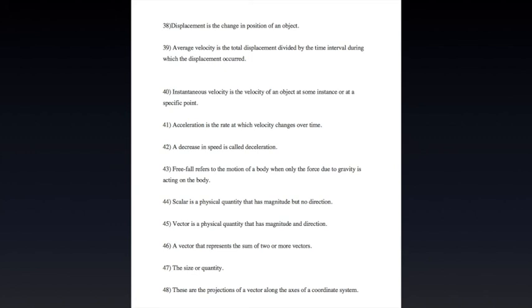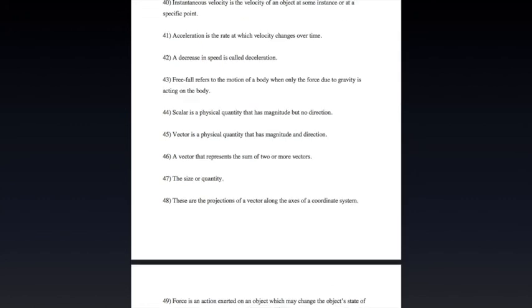What is force? Force is an action exerted on an object which may change the object's state of rest or motion.